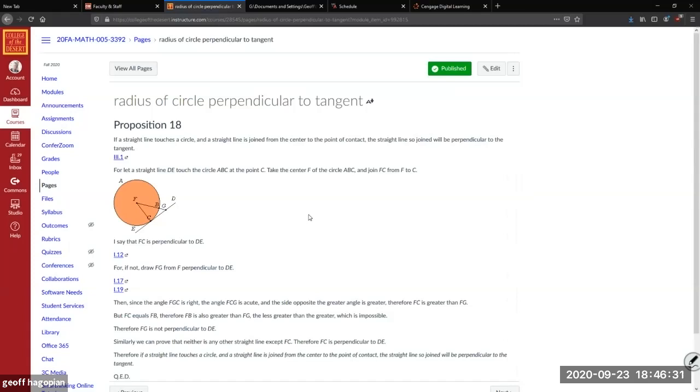Proposition 18 from Book 3 of Euclid. Let's see what he has to say about this tangent, because this is sort of an important one, right? That the radius to the point of tangency is perpendicular to the tangent line. And he does it by contradiction. So I don't think we've done a proof by contradiction, and so this is a sort of important logical advancement.